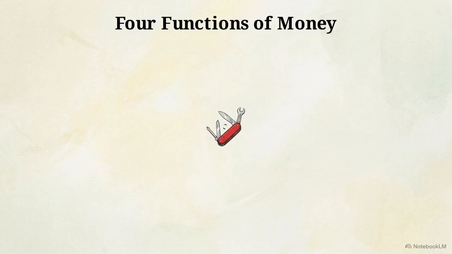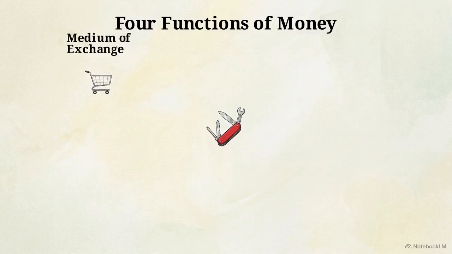First, it is a medium of exchange. It allows you to buy groceries immediately without needing to trade a physical service in return. Second, it is a unit of account. This provides a common language for value, letting you compare the cost of a textbook to a pen using the same scale. Third, it is a store of value.